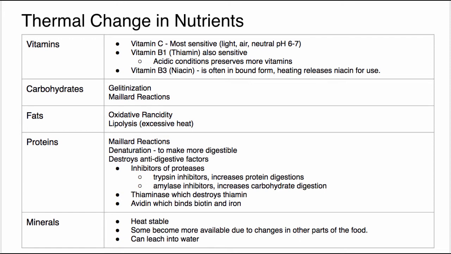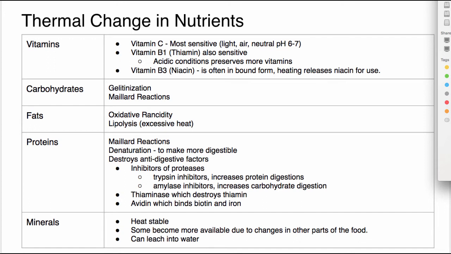Proteins, we get a loss of proteins because of their reactions with carbohydrates in the Maillard reaction. Heat actually does a lot of good for our body's absorption of proteins. So firstly, heat destroys anti-digestive factors such as those trypsin inhibitors. It also will attack another inhibitor, but this is an amylase inhibitor. So that actually increases carbohydrate digestion.